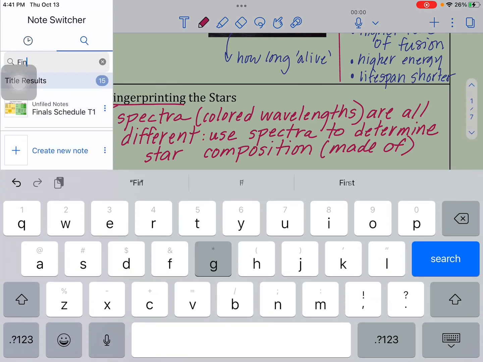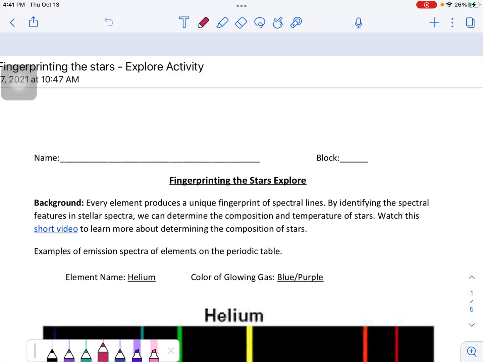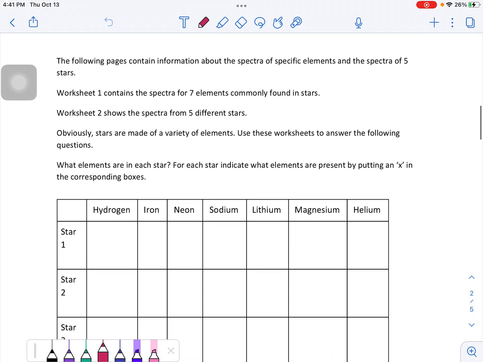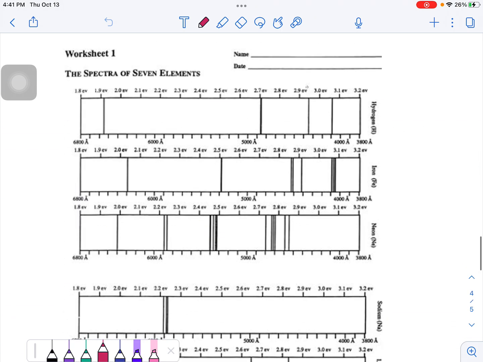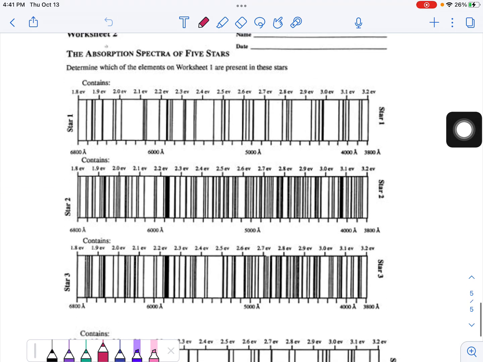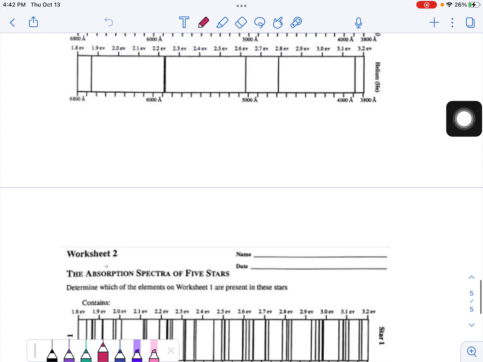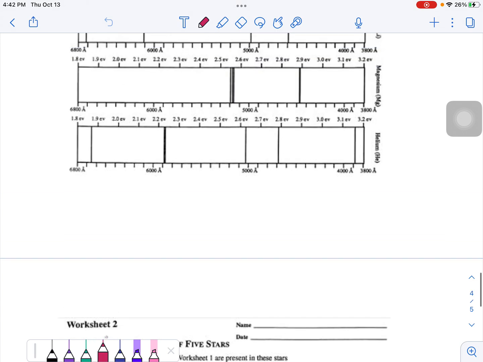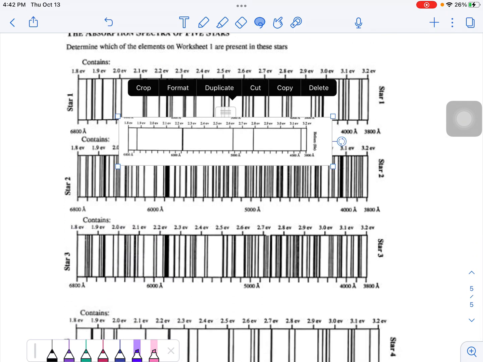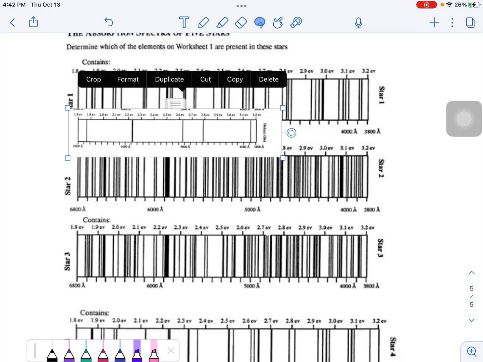And you did that activity in class. A lot of us used paper, but you could certainly have used your Notability. And we had these elements and we were comparing them to each of the stars to figure out, well, is it a match or not? So for example, I can just grab this one real quick. There it is. So I'm just looking at helium, and I want to know, is it possible that helium is part of any of these stars?